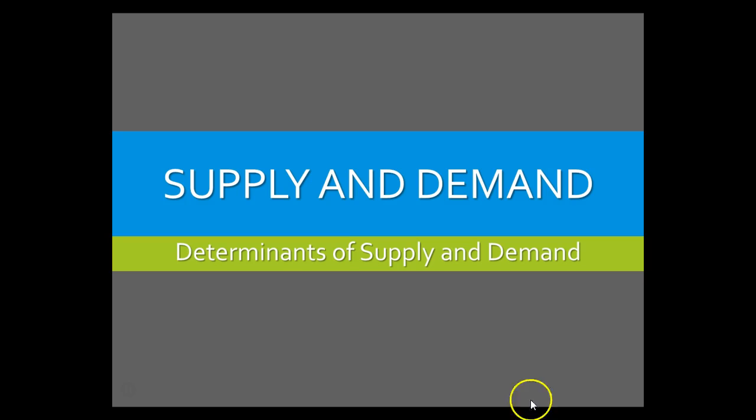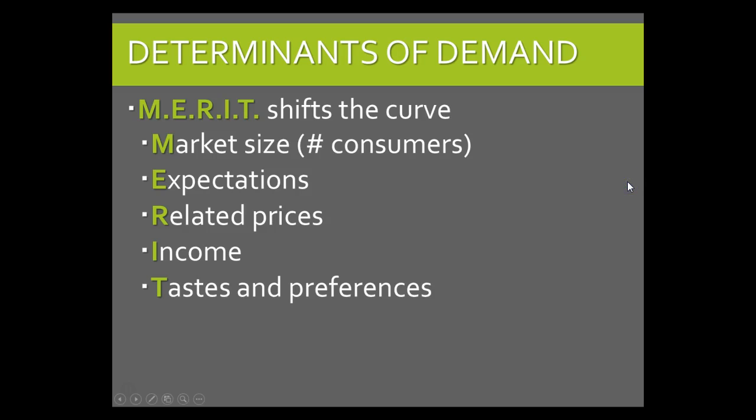And there's a mnemonic that will help you remember the determinants of demand. That mnemonic is MERIT. And we're going to look at each one of these in a little bit more detail, but the short answer is that the market size, the number of consumers, the expectations of consumers, the price of goods that are related to the good we're talking about, our income, and any of our tastes and preferences, if those things change, demand shifts, either increasing by moving to the right or decreasing by moving to the left.